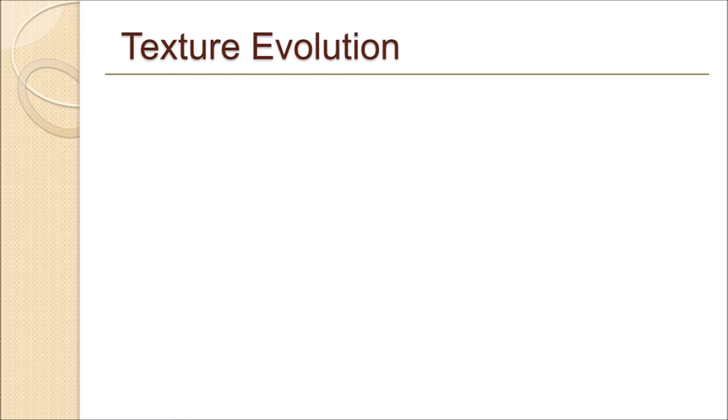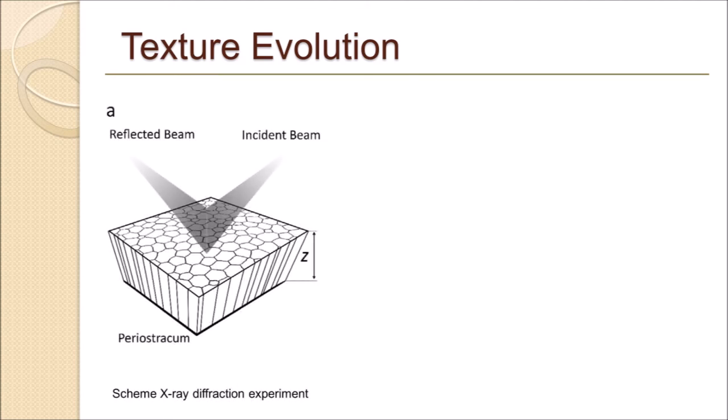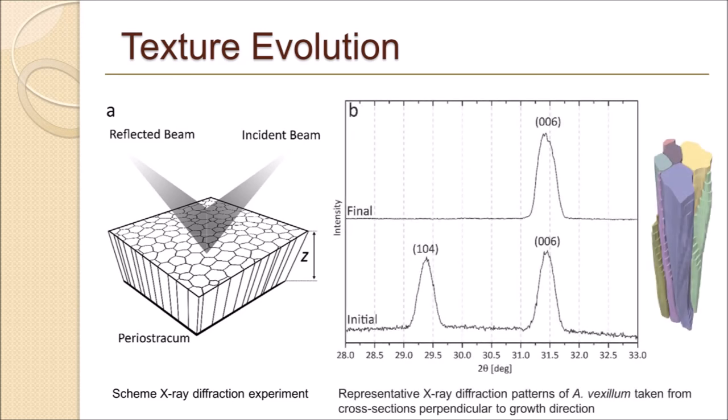Now, our final question for today is, how do these growth kinetics relate to the texture? Using X-ray diffraction, we have analyzed the degree of preferred orientation in the prismatic ultrastructures. Please note that in calcite, the 006 reflection is the first permitted one from the 001 planes, while the 104 reflection has the highest intensity in random powder. Therefore, the intensity ratio was used for calculating the degree of preferred orientation.